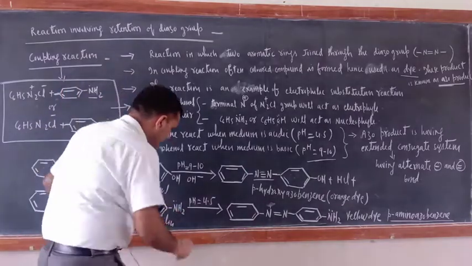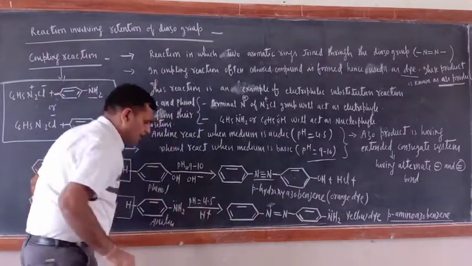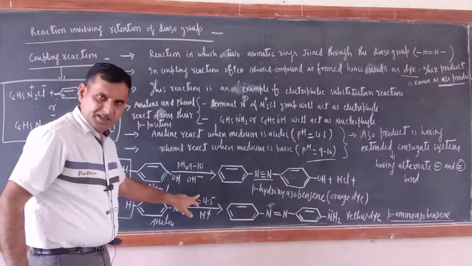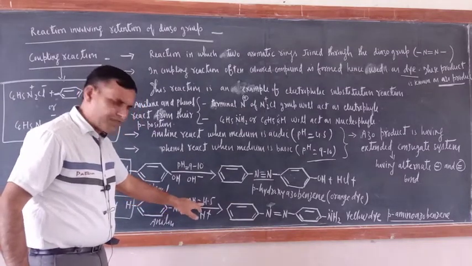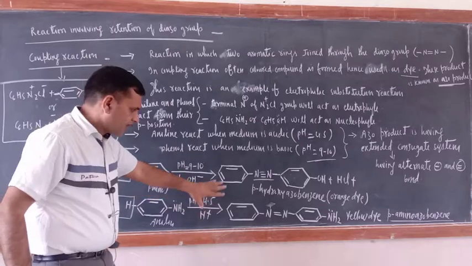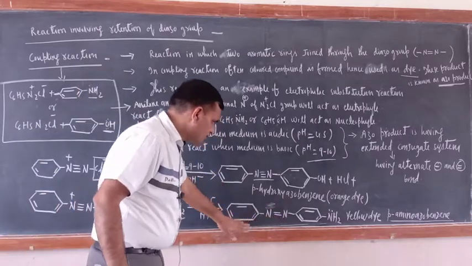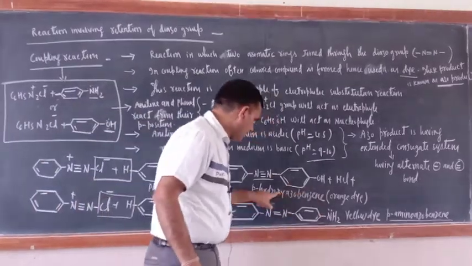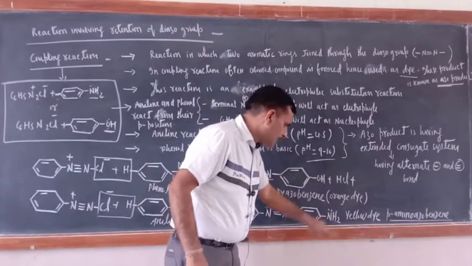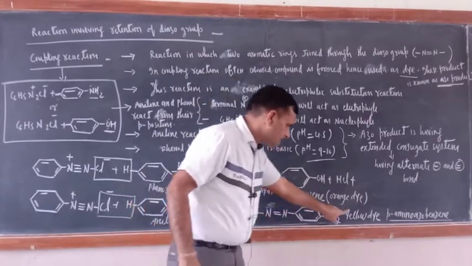Now here they have written H positive. So what is the meaning of H positive? Acidic medium. So I wrote the pH as acidic here. Now what is the name of this one? In case of phenol, this is an orange dye. In case of aniline, this is a yellow dye.